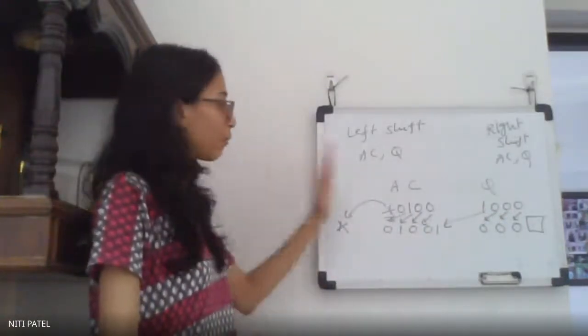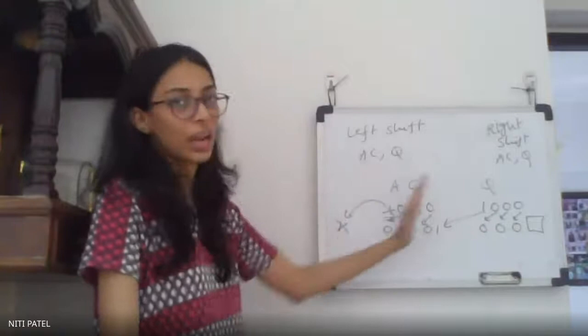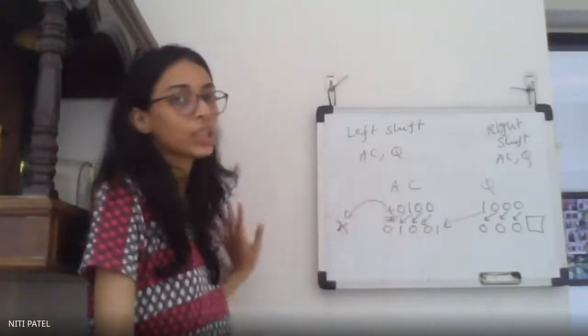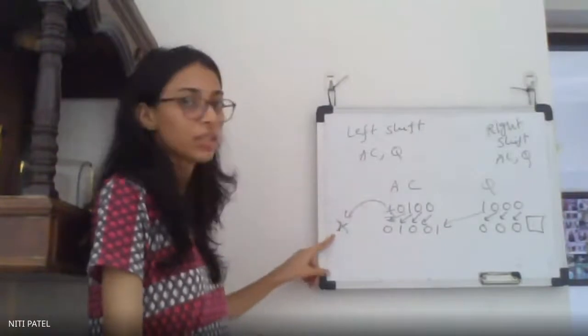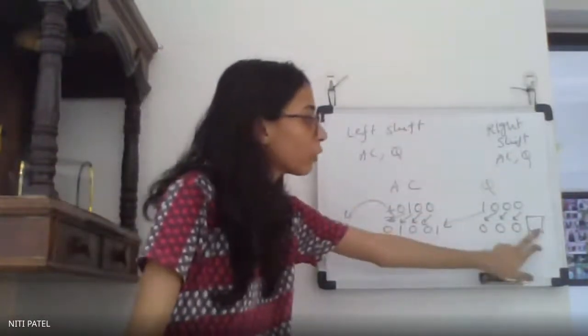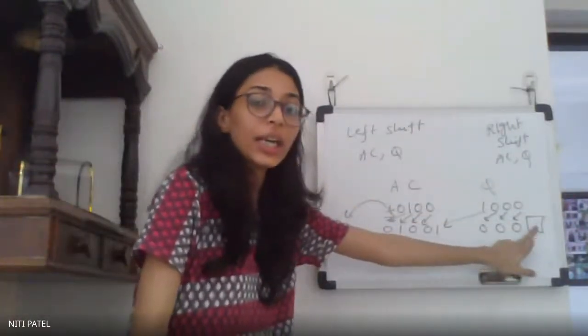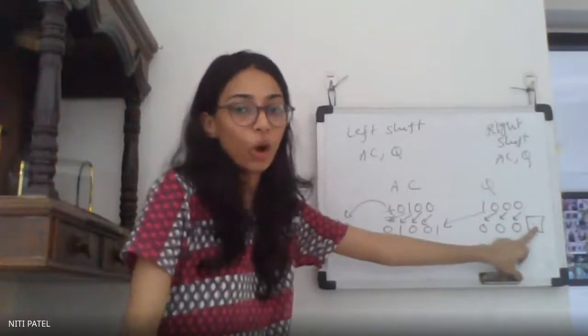Every bit has to be shifted towards the left and the first bit has to be discarded, let it be 1 or let it be 0. The first bit is always discarded. The last bit that we will be filling over here depends upon the algorithm.